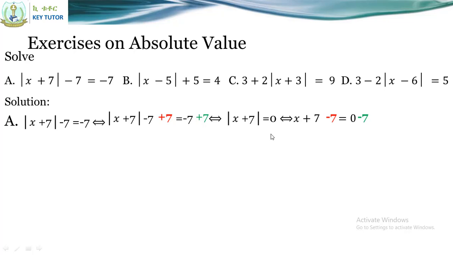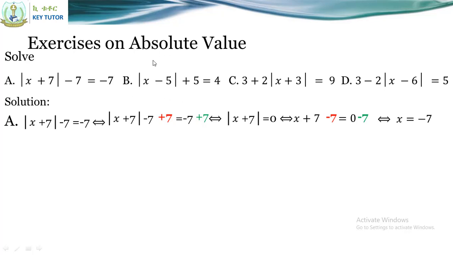When you subtract 7 from both sides, you get the value of x to be equal to negative 7. So the absolute value of x plus 7 minus 7 equals negative 7, provided that x is negative 7. That is the only possibility. Now let's consider b, which is the absolute value of x minus 5 plus 5 is equal to 4.